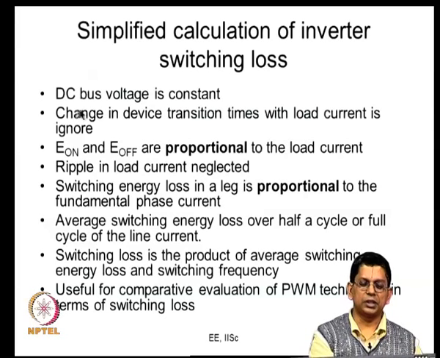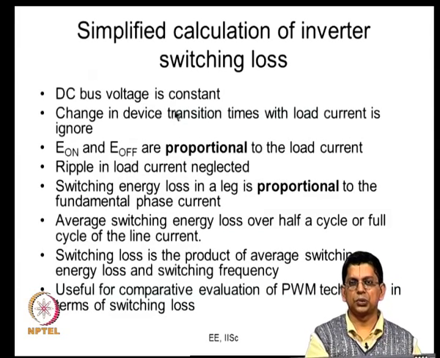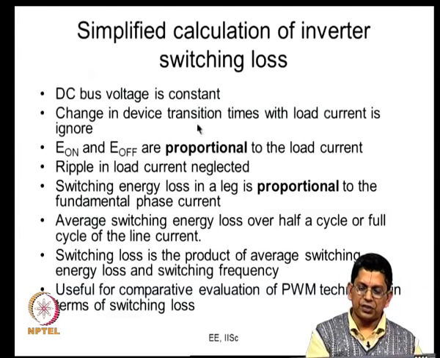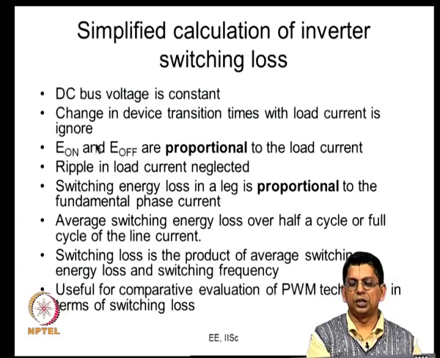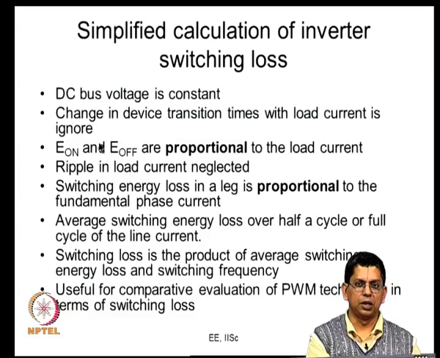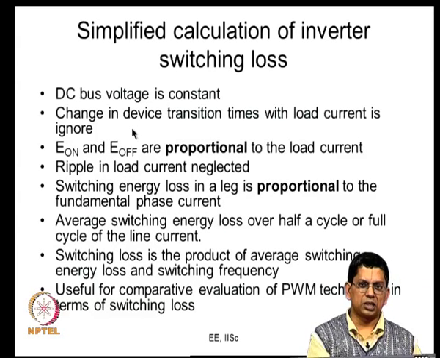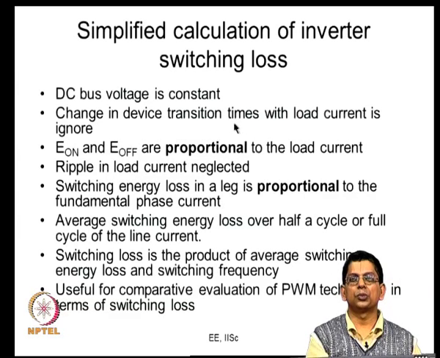Now, one simplifying assumption we are making first is that the DC bus voltage is constant; we are ignoring variations on that. This is something which we did yesterday also. Then the change in device transition times with load current is ignored. That is a simplifying assumption. Let us say there is the R phase leg: sometimes it is switching a low current, sometimes a high current, in one direction or the other, alright. So, when the current is low and when the current is high, the device transition times are supposed to be different.